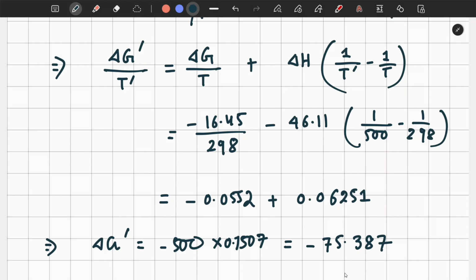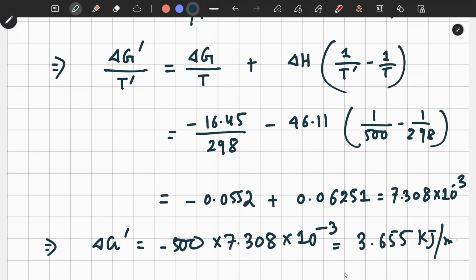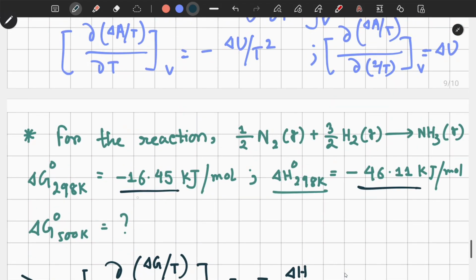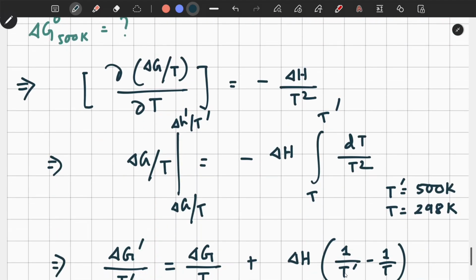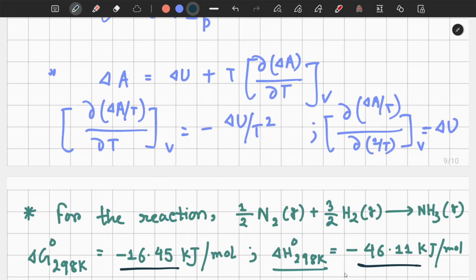The answer is 3.655. So it is plus 7.308 into 0.5, that is 3.6557. So you see at 298 Kelvin it is favorable, minus, but at 500 Kelvin this reaction is not favorable.